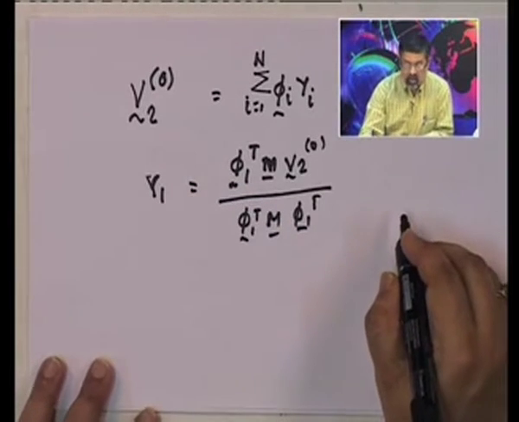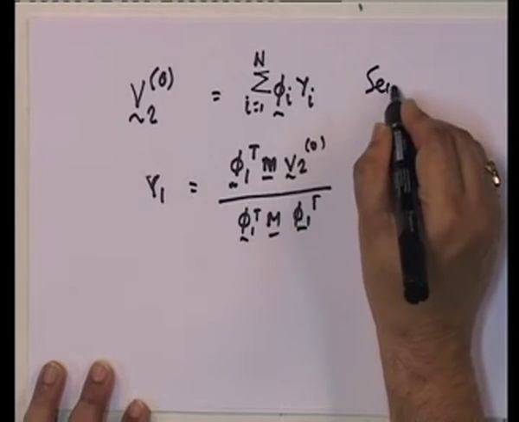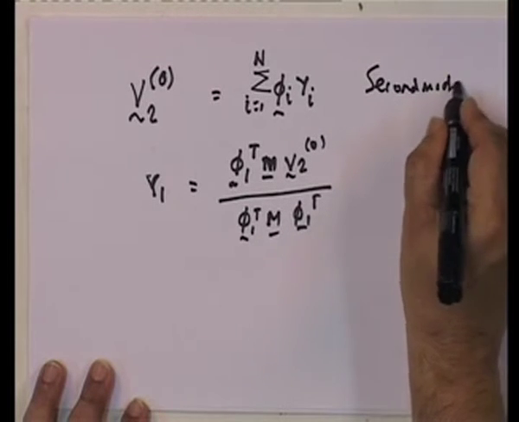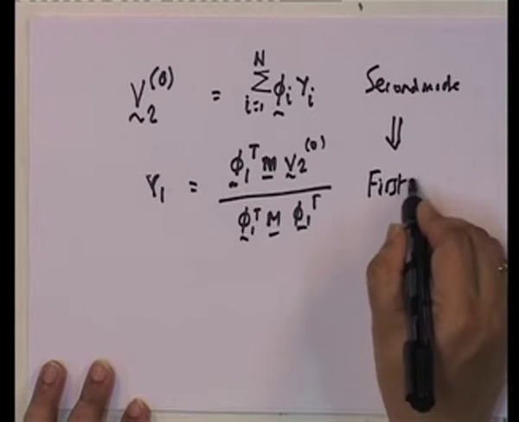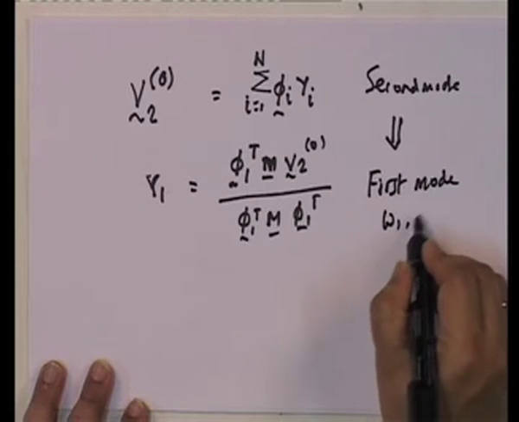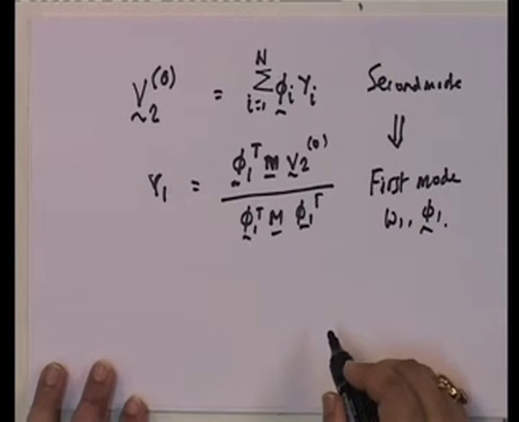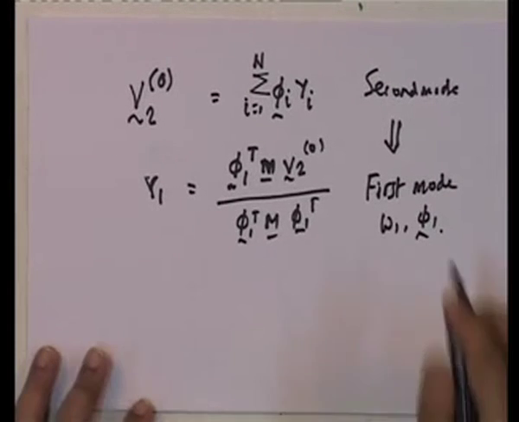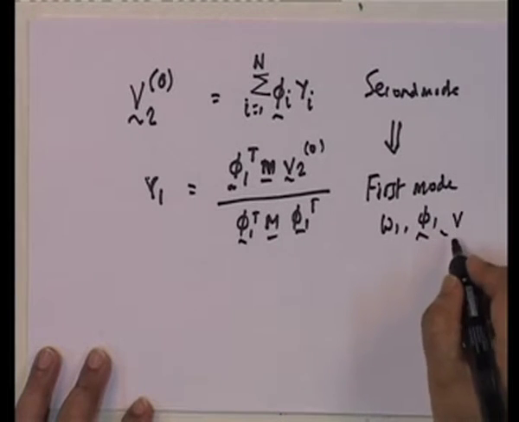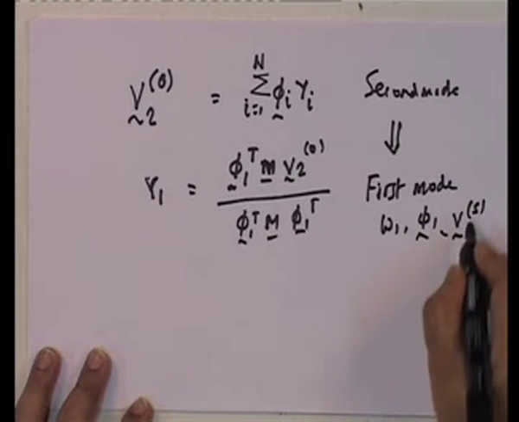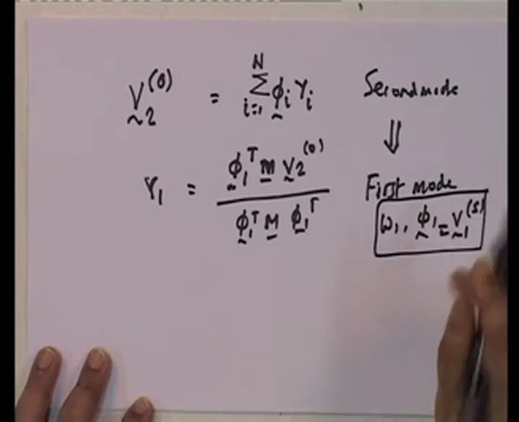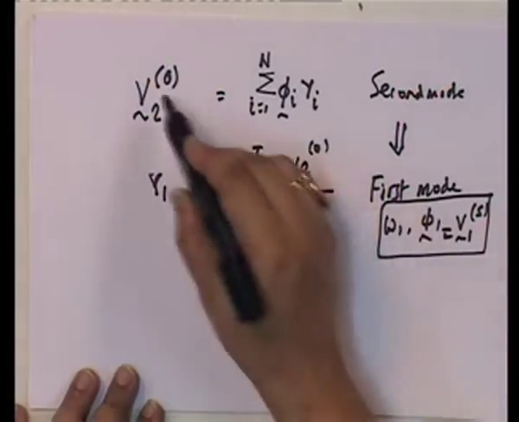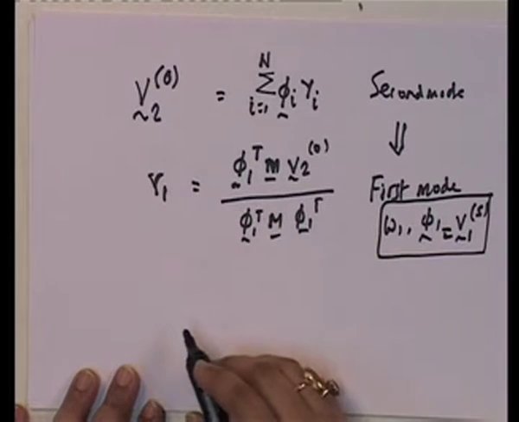Now note that I am trying to find out the second mode. I can only find out the second mode if I have already found out the first mode, omega 1 and phi 1. I already know those. Is that clear? I already know that. And what is phi 1? Phi 1 is actually the V1 S. Okay, this is equal to this. So I have to use the inverse iteration to first find out the first mode. Now once I know this and I take any mode, I can find out y1.